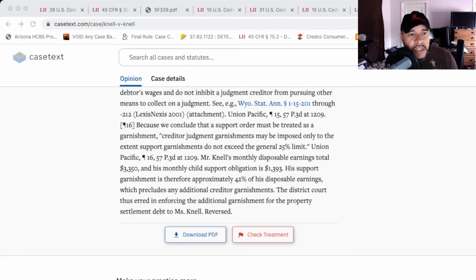Mr. Nell's monthly disposable earnings totaled $3,350, and his monthly child support obligation is $1,393. His support garnishment is therefore approximately 42% of his disposable earnings, which precludes any additional creditor garnishments. The district court thus erred in enforcing the additional garnishment for the property settlement debt to Ms. Nell. Reversed. All right.